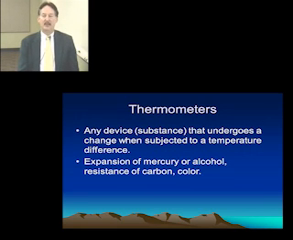Other physical properties that change when temperature changes occur are resistance of carbon. Some color changes can be involved. Some electrical properties can change, and so anything that changes in the context of a temperature change can be used as a means of determining temperature. Oftentimes you have to have a calibration or a standard to first establish where that 0 point is.